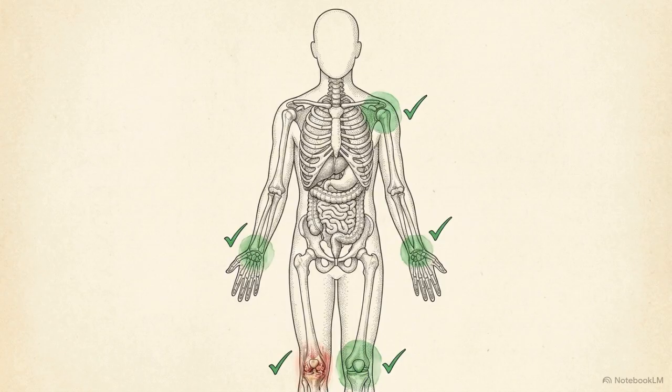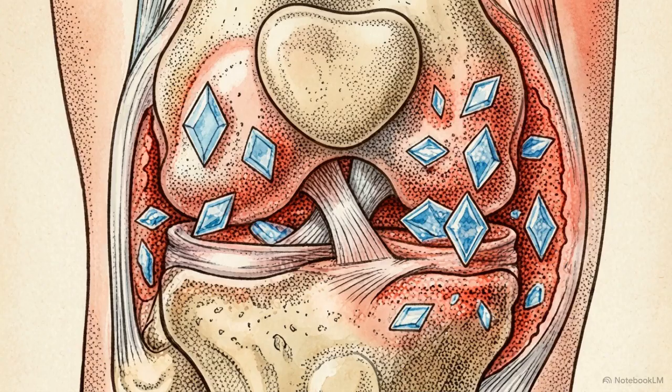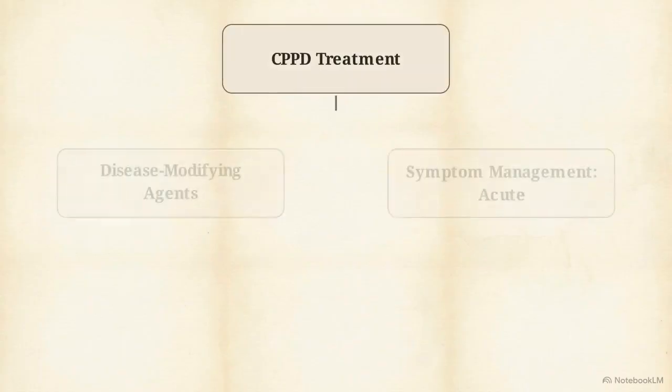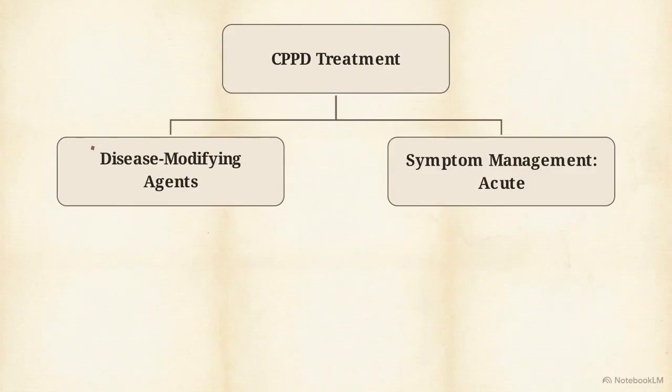OMERACT working group data shows that scanning the medial meniscus, wrists, and symptomatic joints provides diagnostic accuracy exceeding 90%. In specialized settings, dual-energy CT can even differentiate between these crystals and other forms of calcification. Transitioning from standard X-rays to these targeted ultrasound protocols is the most effective way to stop missing active CPPD cases. The most significant challenge is the absence of any disease-modifying drug capable of reducing the crystal burden.